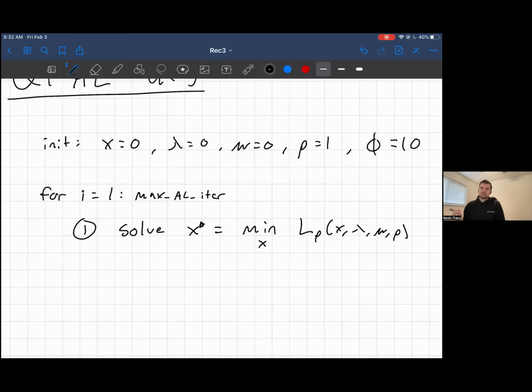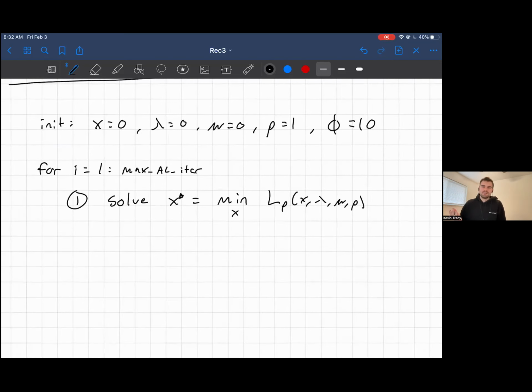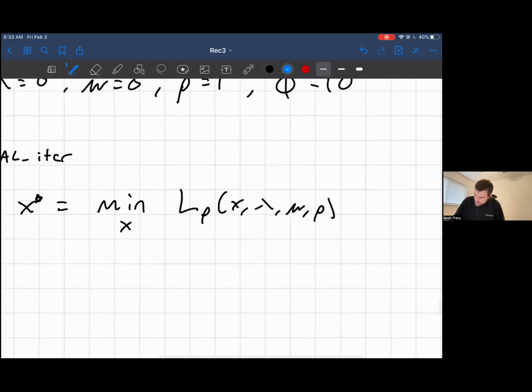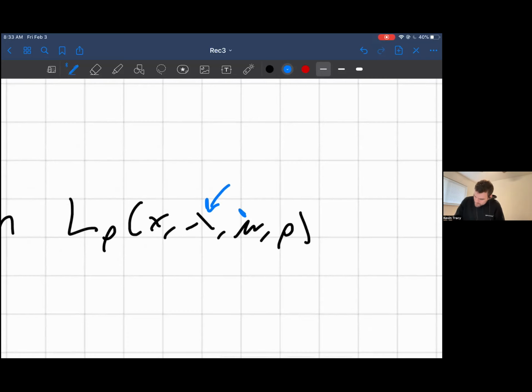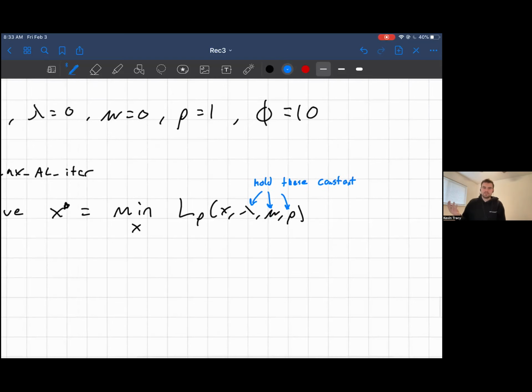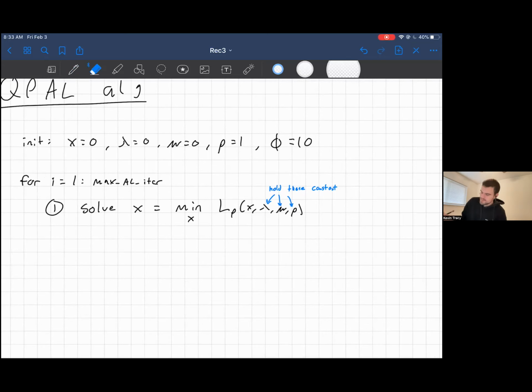So I'm going to solve an unconstrained problem for the augmented Lagrangian. And like I said, the augmented Lagrangian ends up being a nice quadratic form, so we use Newton's method on that. So the first thing we'll do is an unconstrained optimization problem where I want to minimize with respect to x the augmented Lagrangian. I'm going to make a note here that the dual and penalty variables, I'm going to hold these three variables constant. I'm going to minimize over x, and this will give me x star. I'll just call this x again. So I'm going to update x to be the minimizer of this thing right here.